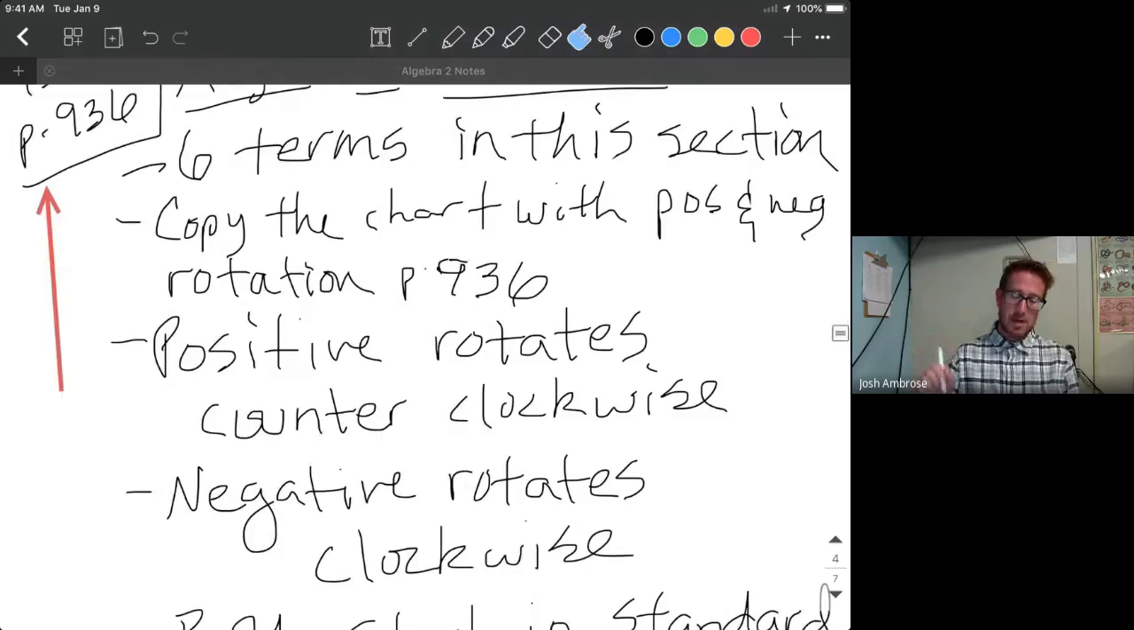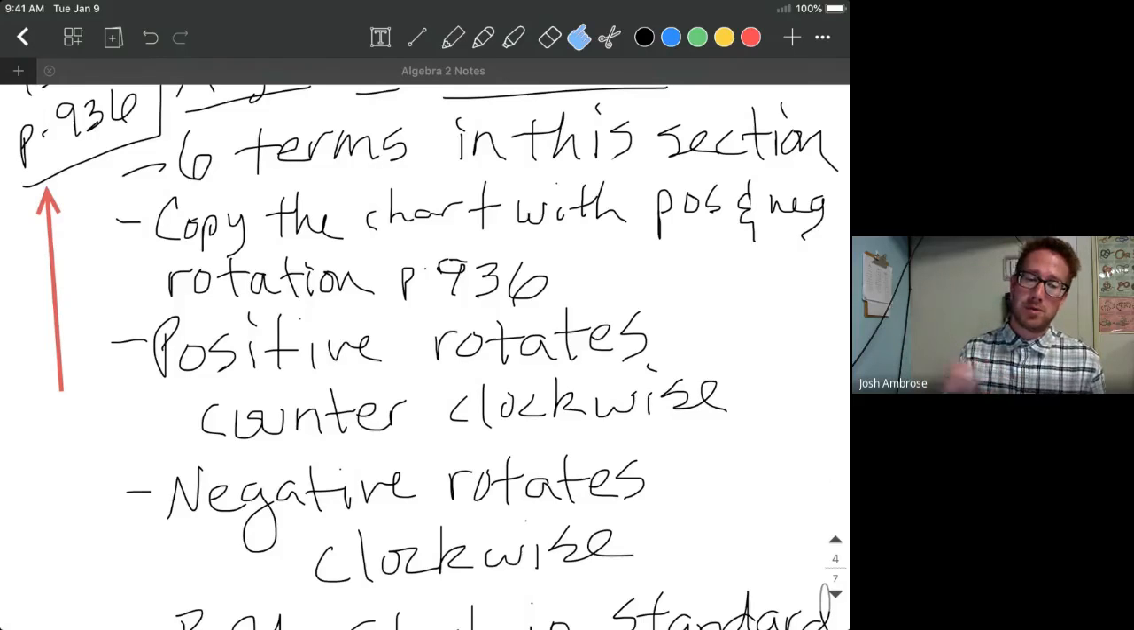And for a positive number, you are rotating counterclockwise. So if you think, a clock is going to be moving in this motion right here. So counterclockwise would be moving in this motion right here. Take a look at the book right there. You'll see positive rotations go counterclockwise. That would mean negative rotations go clockwise.